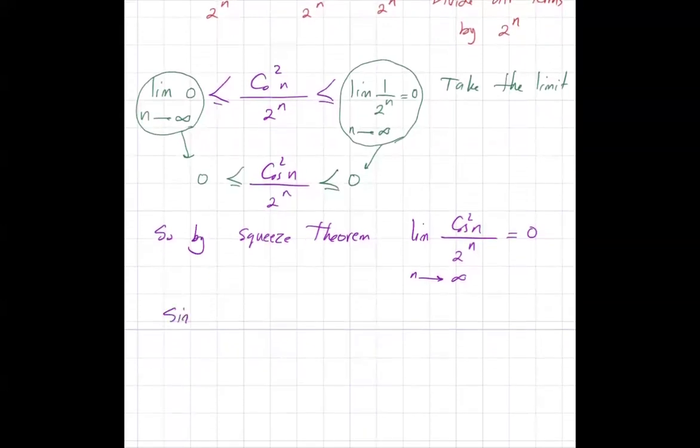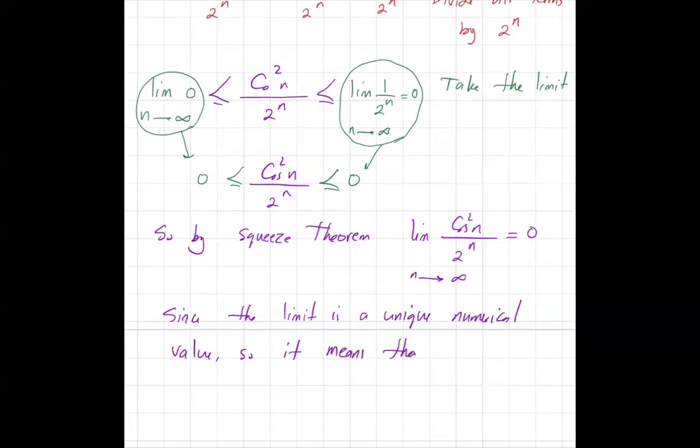But what's the meaning of that? Since the limit is a unique numerical value, it means that the sequence is convergent.